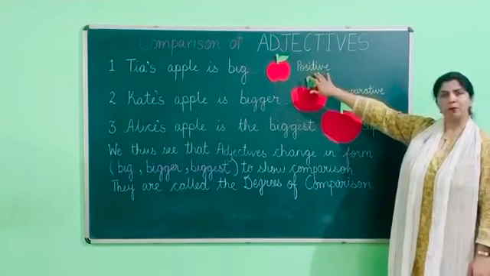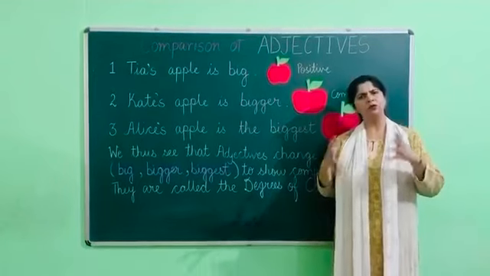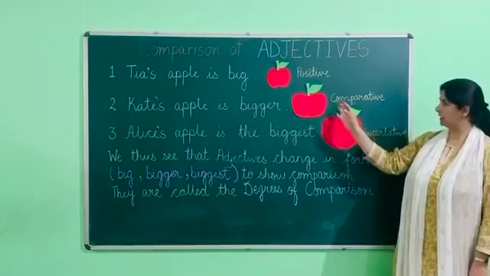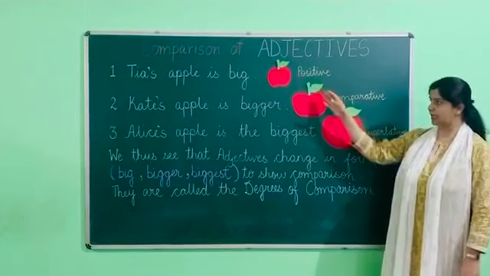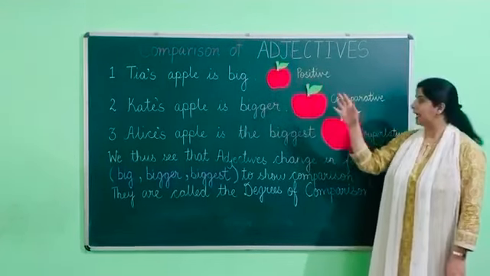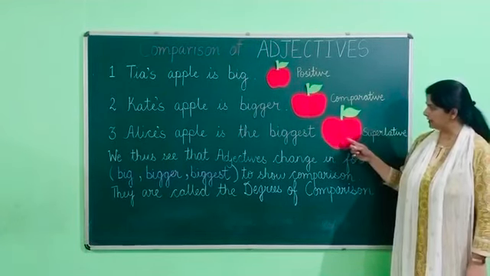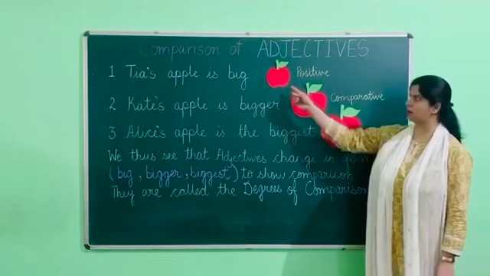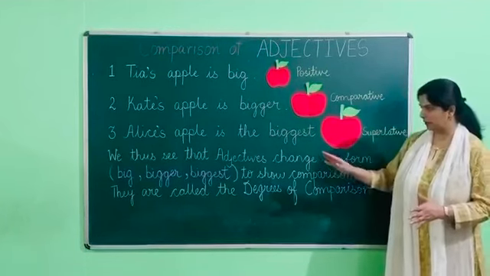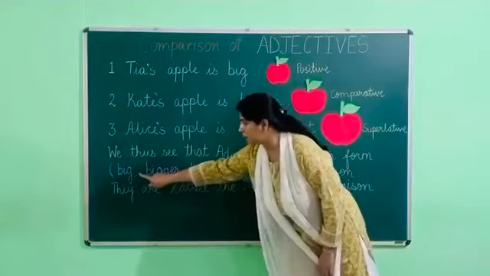So it was a positive degree where no comparison with anything was made. You were just talking about some quality. Then another apple came into consideration and you were comparing the sizes of these two apples where the second one was bigger than the first one. And then finally what happened? We got the biggest of the apple, and by seeing this apple we got to know that this was the biggest amongst these three.